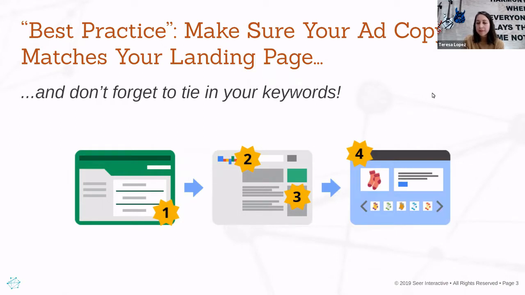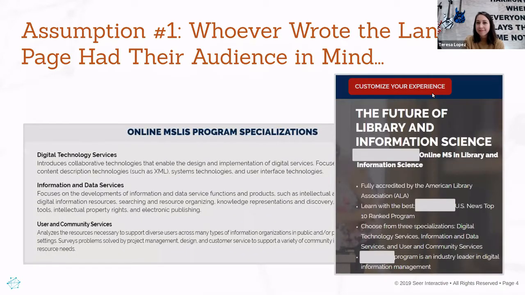So assumption number one is, perfect. Whoever wrote your landing page had your audience in mind. This might be true, but it also might be true that they wrote it literally based on what the product or service is. In this example, we are looking at a page for a master's in library information science. And if you're just looking at the page at first glance, you're writing some ad copy, you're writing some keywords, you would definitely come to the conclusion that the page is about a library degree program.